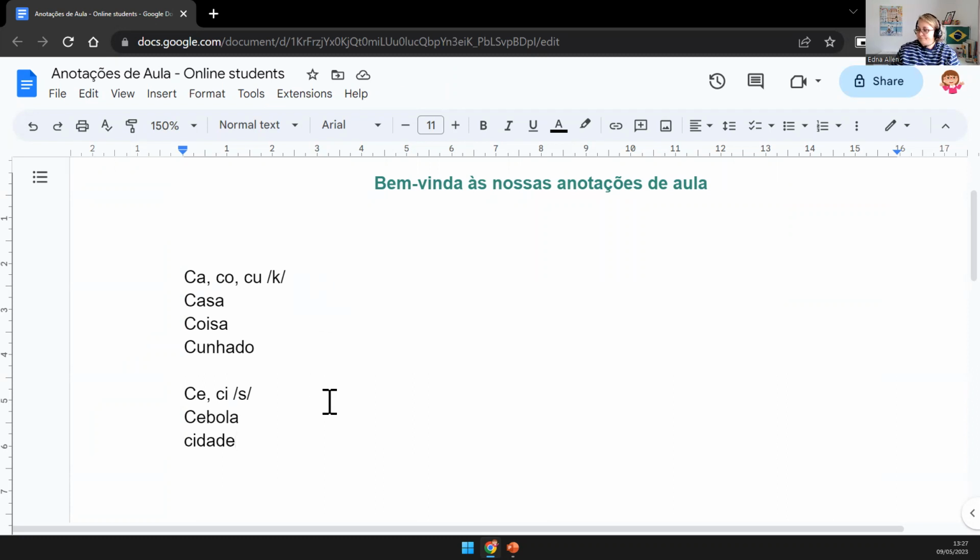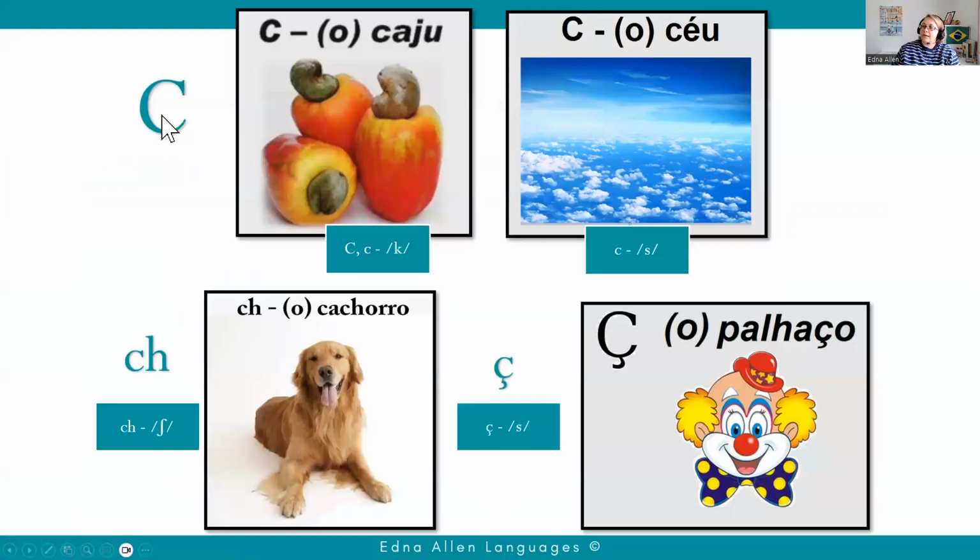Cidade, si. Voltando lá, ó. O caju, o céu. Again, o caju, o céu. O céu. O caju. Tudo bem? CH. The CH together will make a sh, not a ch.